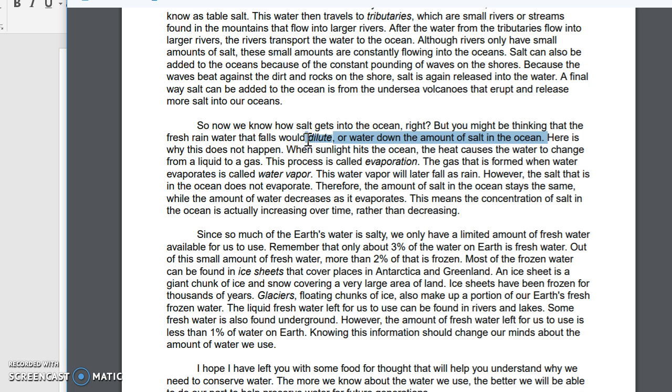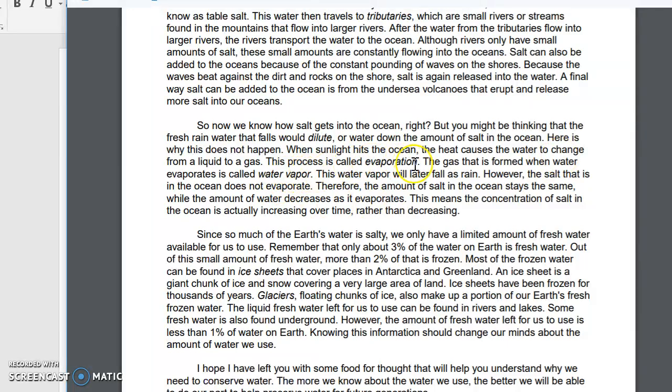Look at that word dilute. It's italicized. That means the author wants to emphasize it to us. But I want you to pay attention to how this looks, the construct. What do we see? We see that magic punctuation mark, the comma, which offsets the definition clue. So the definition is provided to us right here. So if we were trying to uncover the meaning of this word, it is given to us via a definition clue. So here is why this does not happen. When sunlight hits the ocean, the heat causes the water to change from a liquid to a gas.